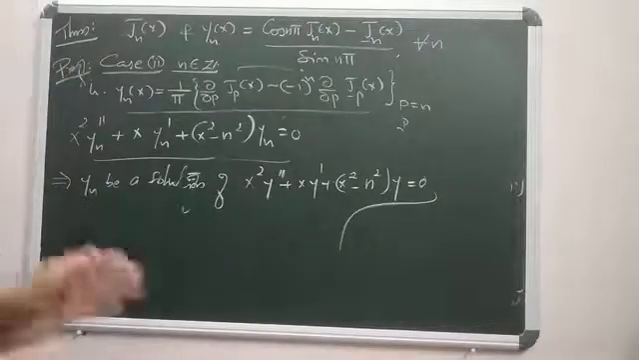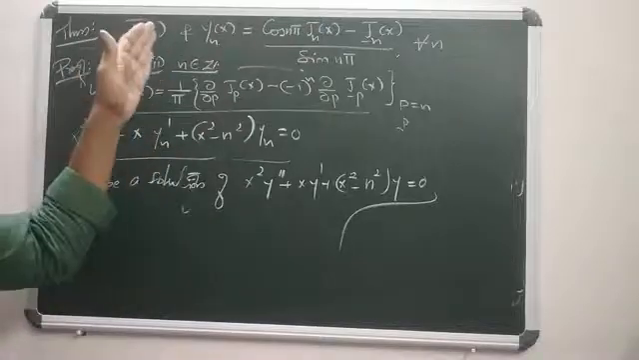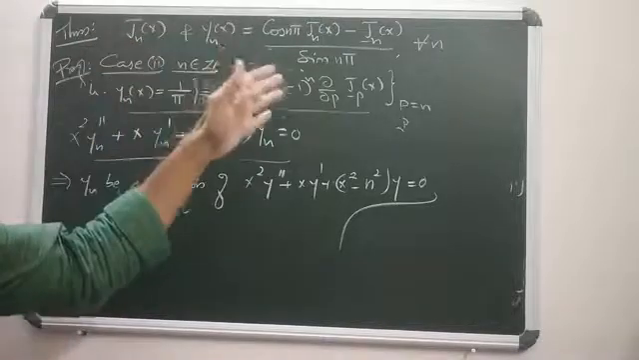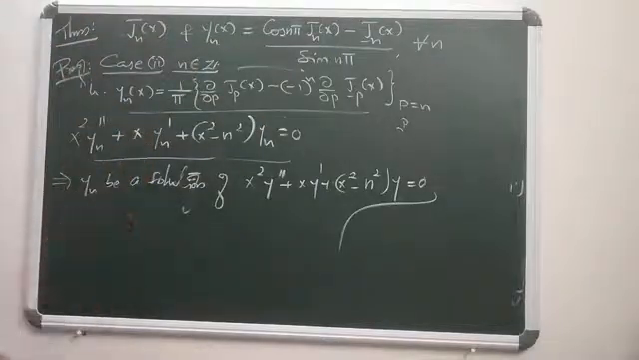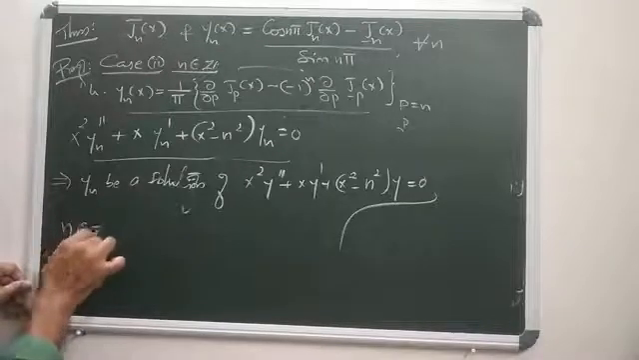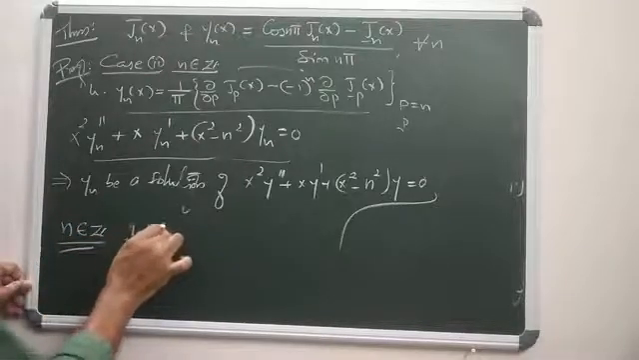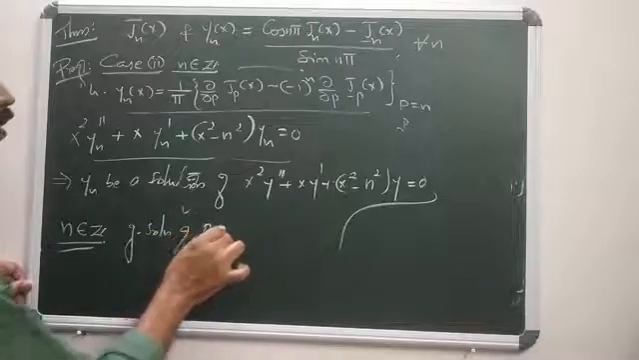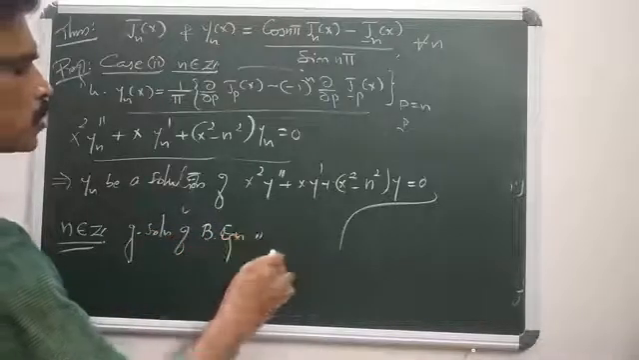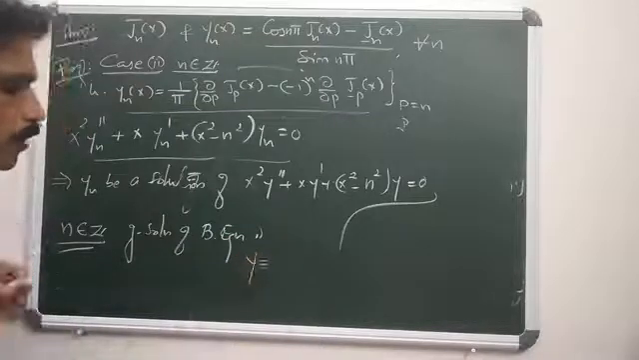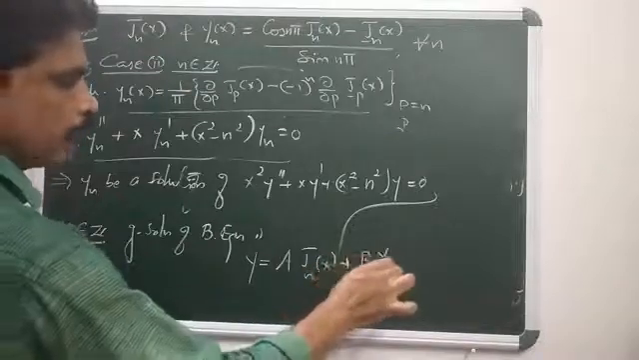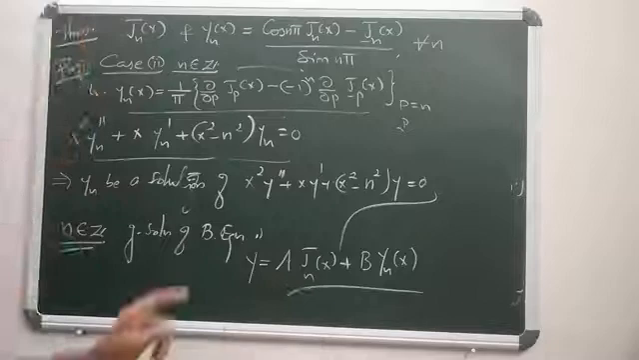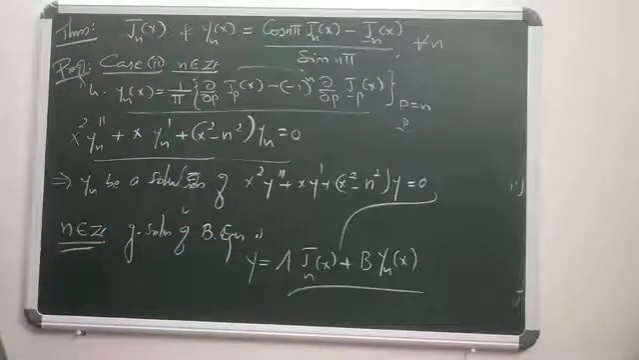So Y_n(x) is also a solution, and J_n(x) when n is an integer, Y_n(x) is a solution, hence they are linearly independent. So when n is an integer, the general solution of the Bessel equation is y equals A into J_n(x) plus B into Y_n(x), where A and B are constants, where Y_n(x) is defined as (cos n pi J_n(x) minus J_{-n}(x)) by sin n pi for all n.